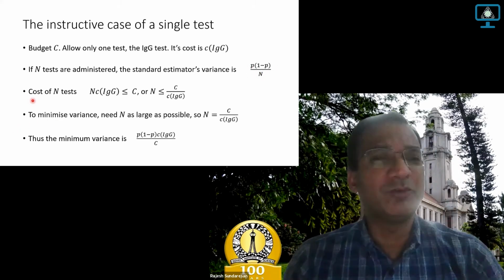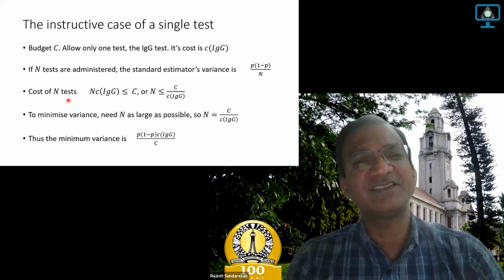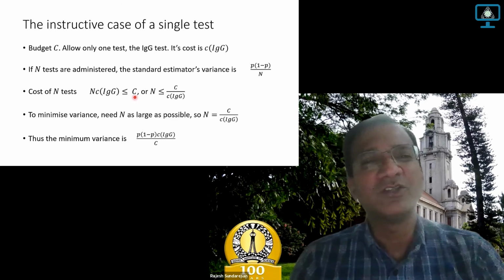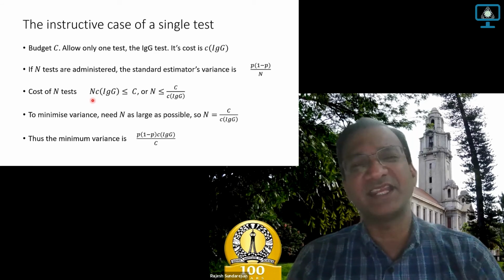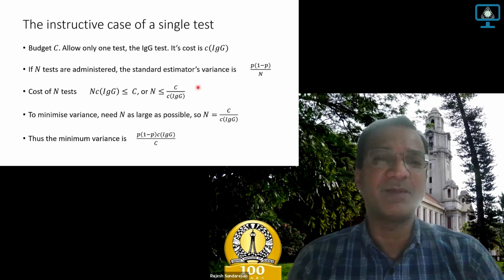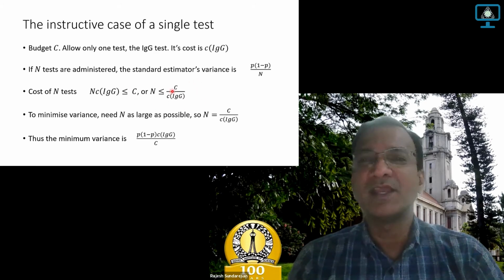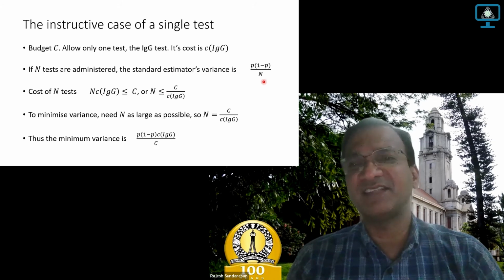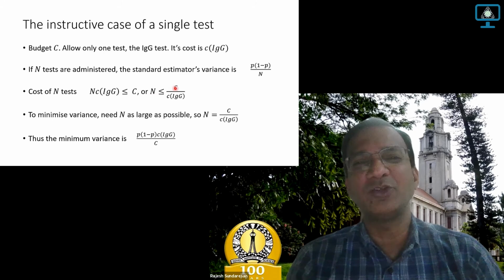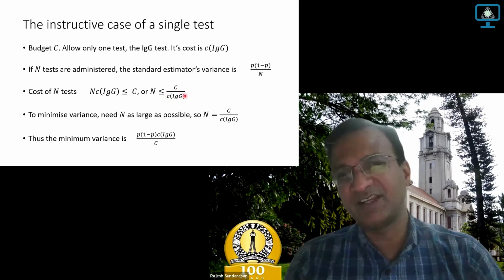Now, if you look at the cost of these N tests, well, each one is 300 rupees. I'm conducting N of them. It must be within this budget. So what's the maximum N that I can have? It's the total cost divided by 300 rupees. That's the maximum number of tests that I can do. And since the variance has N in the denominator, I must have as many samples as possible. So I must pick my N to be the total budget divided by 300 rupees.